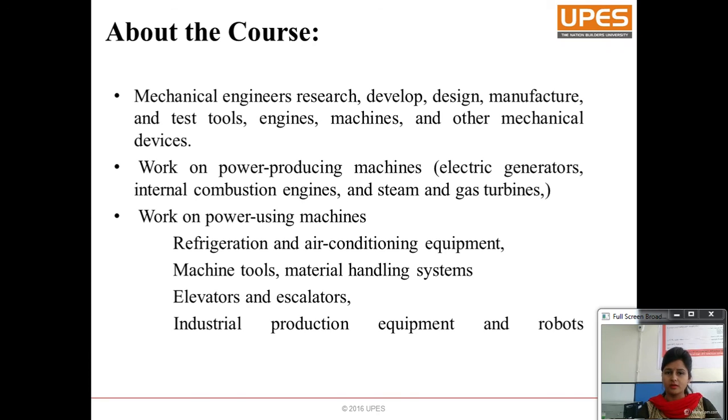Now let's understand what a mechanical engineer does. Basically, a mechanical engineer does the research, development, design, manufacturing, and testing of tools, engines, machines, and other mechanical devices. They work on power producing devices like generators, IC engines, steam turbines, gas turbines, thermal power plants, as well as power using machines like refrigeration, air conditioning equipment, elevators which you find in every mall, escalators, industrial production equipment, and robots, which are there as a helping human hand in every industry nowadays.